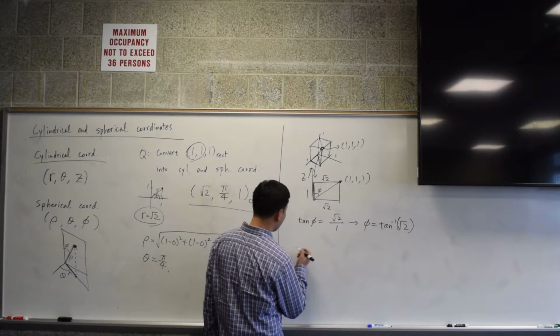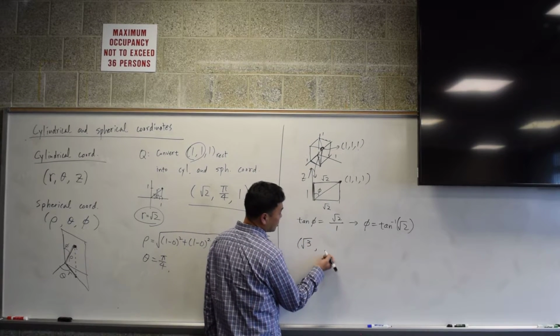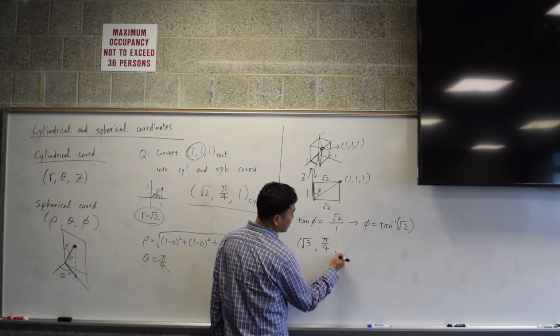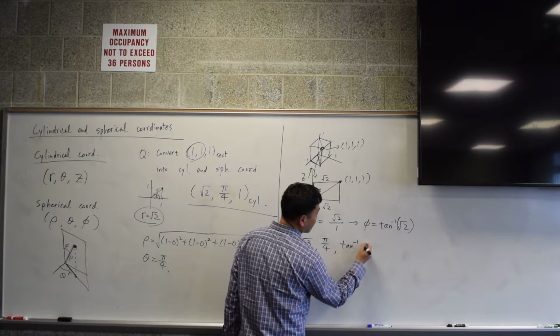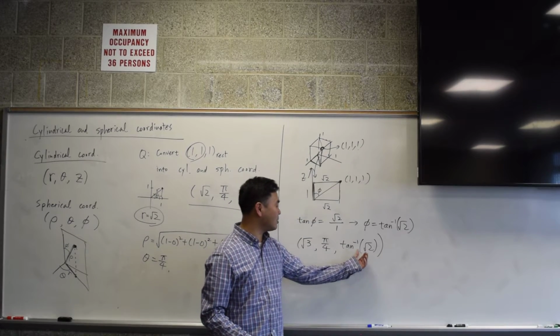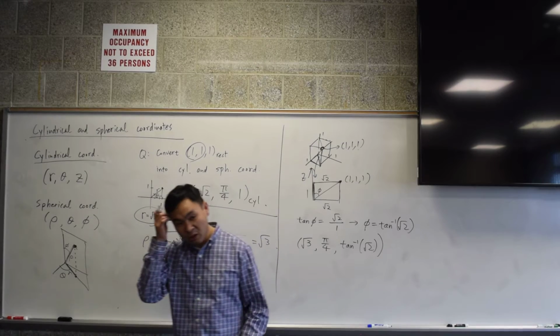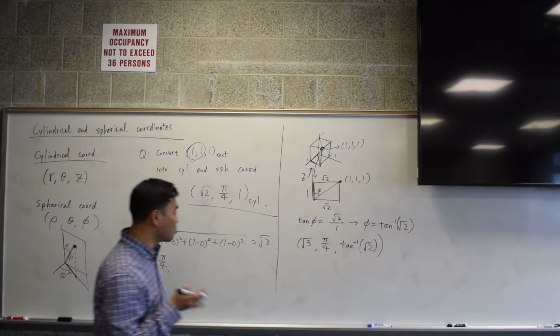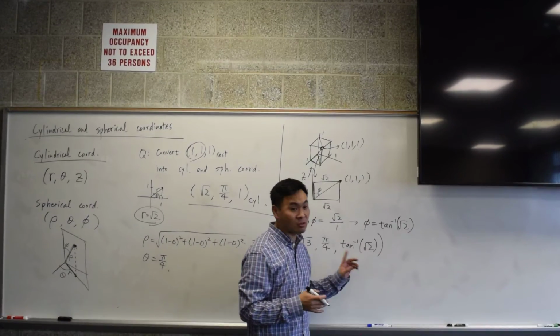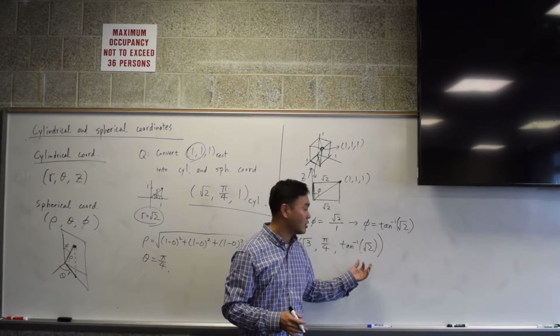So for the spherical one, the answer is square root of 3, comma pi over 4, comma tan inverse of square root of 2. I know that this is less than tan inverse of square root of 3, which is 60 degrees, and it's more than tan inverse of 1, which is 45 degrees. So it's an angle between 45 and 60.